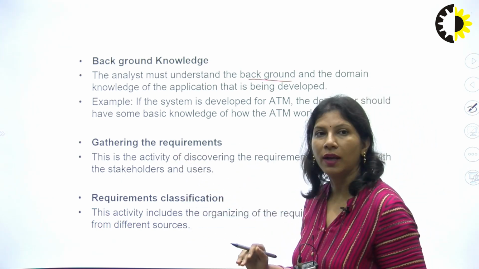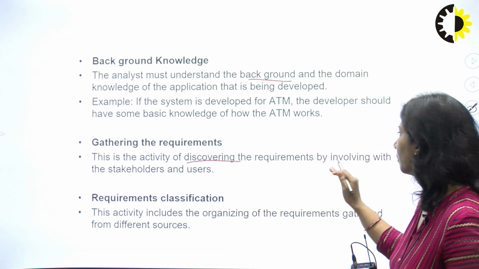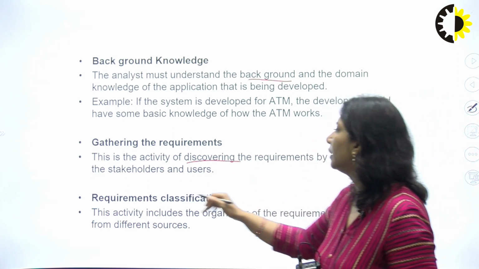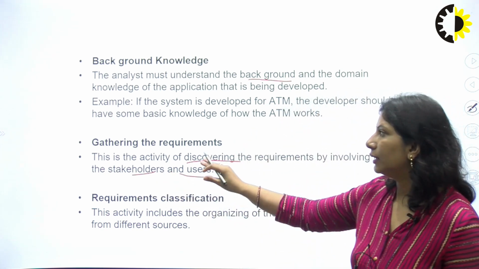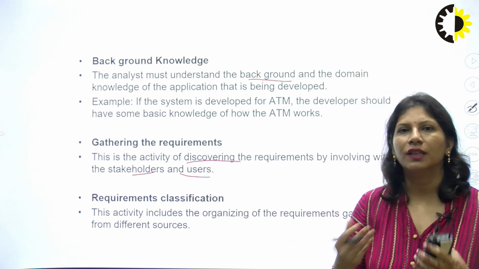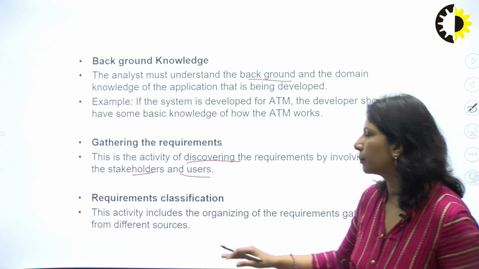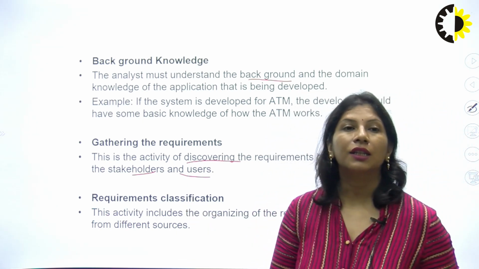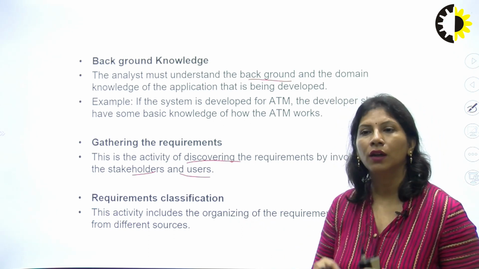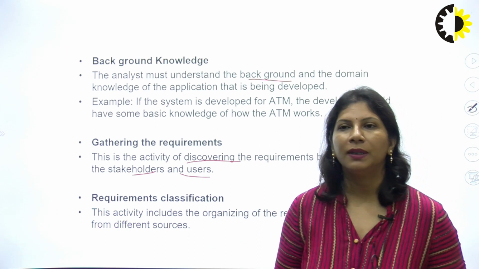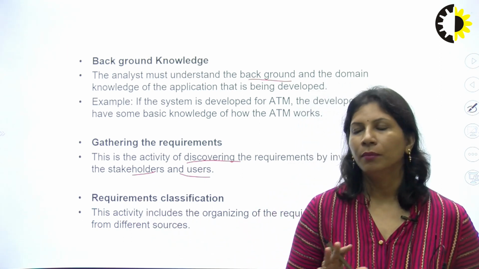Gathering the requirement. This is the activity of discovering the requirements by involving the stakeholders and the users, right? Gathering activity, that is, we are collecting or discovering the requirements from any type of stakeholders. Then we are doing the classification. We are organizing the requirements gathered from the different sources. Now this kind of requirement will be gathered from source 1, from source 2, and we will organize them properly.